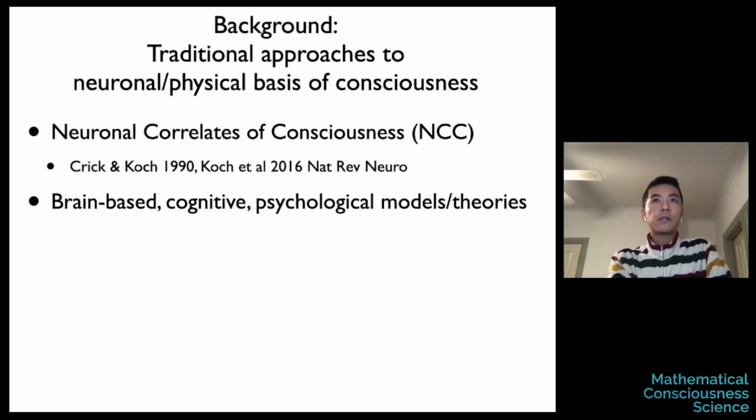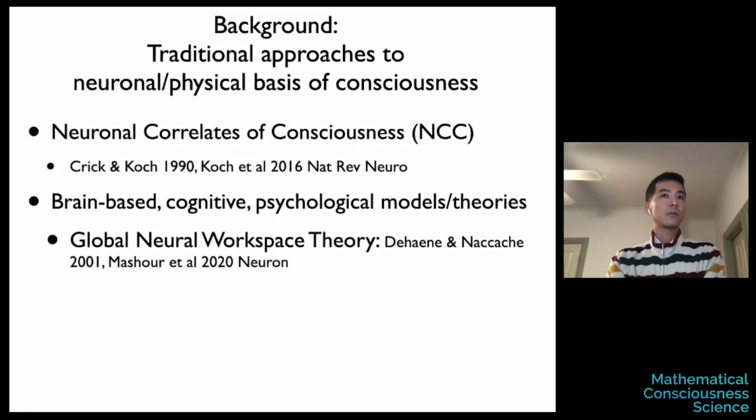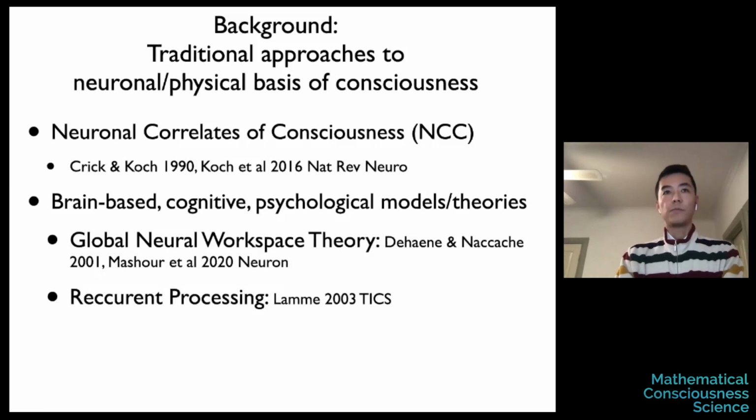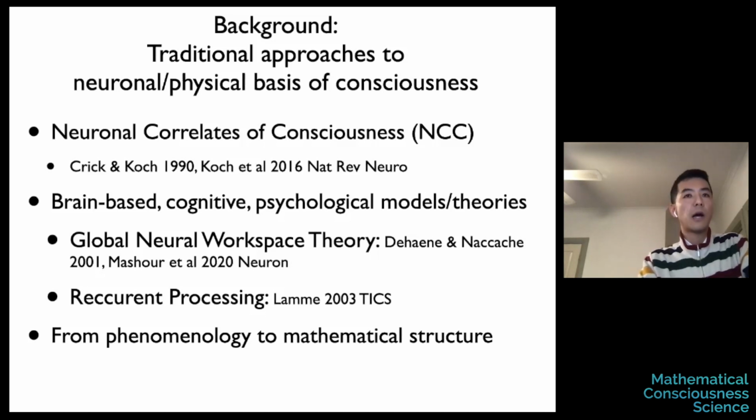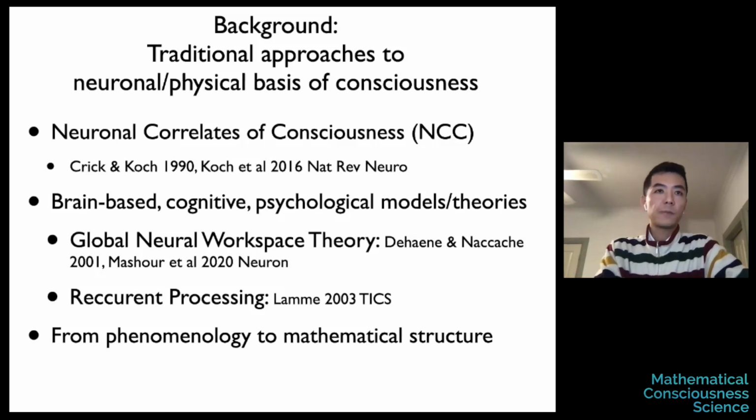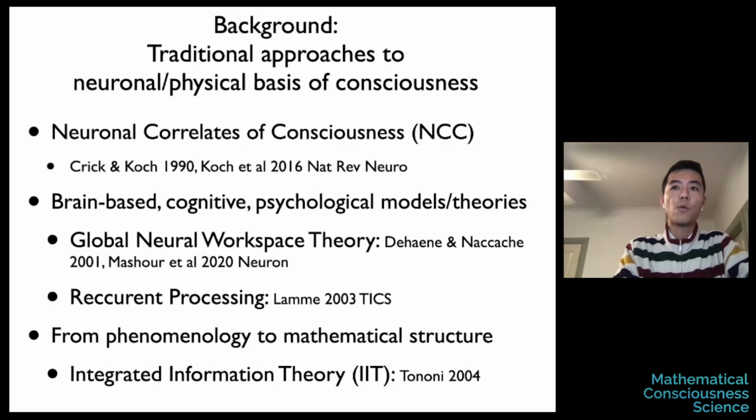Unlike this type of experimental approach, their approach is based on findings in neuroimaging, psychology, or cognitive experiments, trying to explain various findings and facts about consciousness and functions. The most prominent one would be the global neuronal workspace theory by Stanislas Dehaene and others. Other neural-based proposals include recurrent processing theory by Lamme and others, and innumerable other theories exist. The other, quite distinct type of approach goes from phenomenology to mathematical structure. The most prominent, or arguably the one and only approach, is integrated information theory by Giulio Tononi.